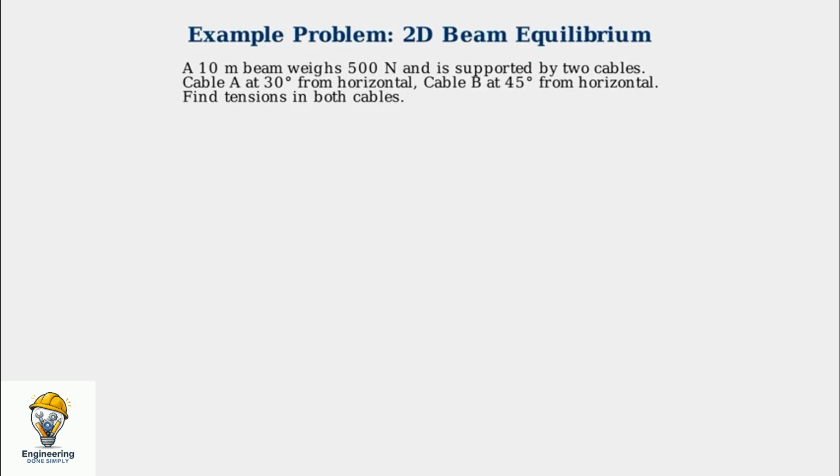Let's solve a 2D static equilibrium problem. A 10-meter beam weighing 500 newtons is supported by two cables. Cable A makes a 30-degree angle with the horizontal, and cable B makes a 45-degree angle with the horizontal. We need to find the tensions in both cables.